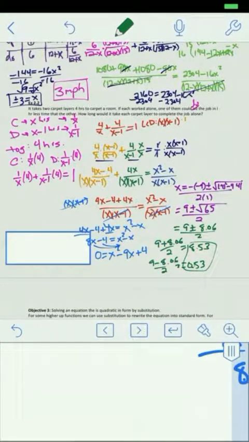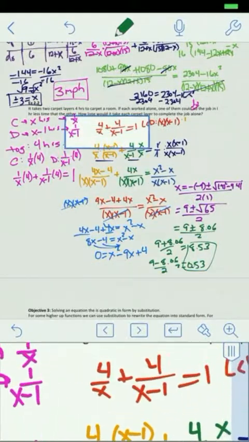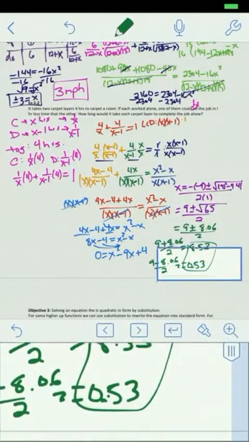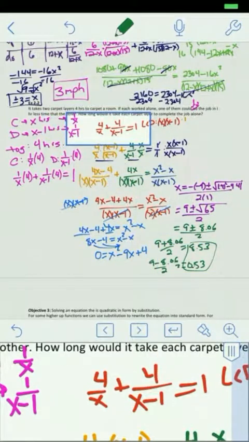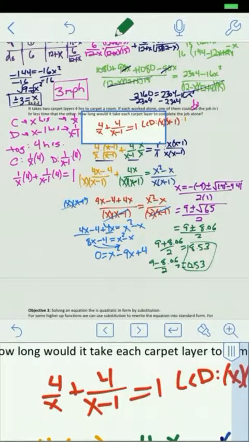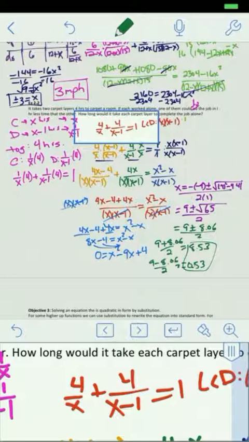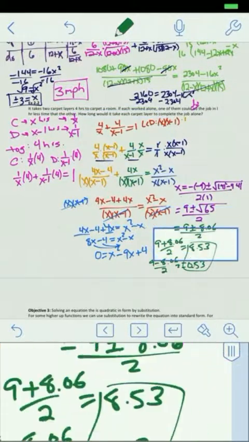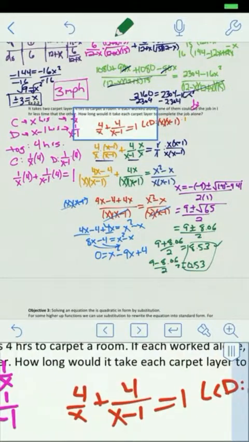The question is what's the final answer? We have to make sure that both of these satisfy the problem. So let's take a look. This is rational. We have to make sure it satisfies the equation. Let's start with the 8.53. 4 over 8.53 is a horrible looking decimal in a fraction, but it's still going to be positive. 8.53 minus 1 is still going to be positive. That one's okay, so that would not be an extraneous solution.